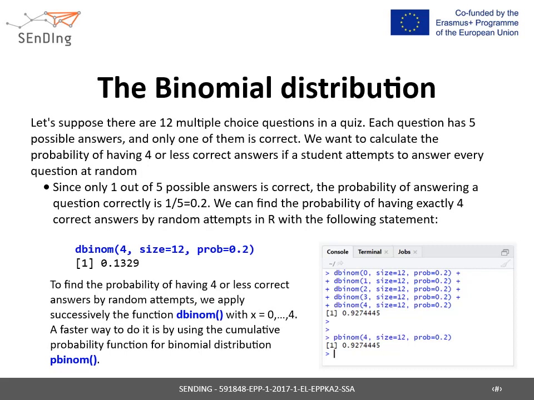A faster way to do it is by using the cumulative probability function for binomial distribution, pbinom. Both ways are illustrated in the screenshot. The probability of 4 or less questions answered correctly by random in a 12-question multiple-choice quiz is 92.7%.